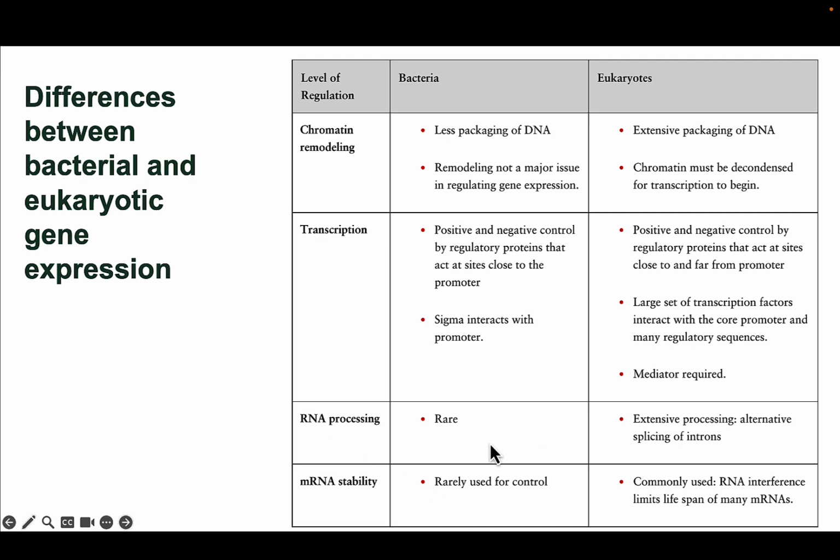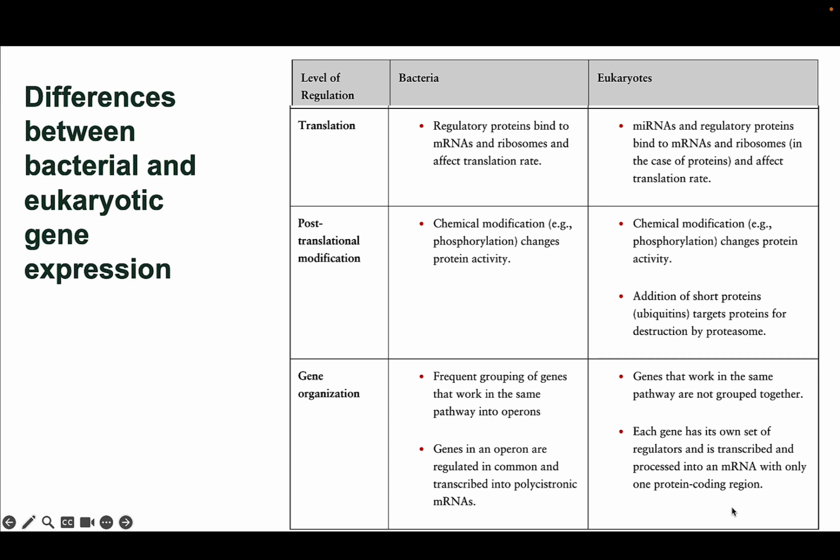RNA processing is rare in bacteria, but extensive RNA processing occurs in eukaryotes, and we have the alternative splicing of exons by removing both exons and intronic sequences. mRNA stability is rarely used for control in bacteria, and again, something we didn't have time to talk about, but it's commonly used in eukaryotes, and it limits the lifespan of mRNAs.